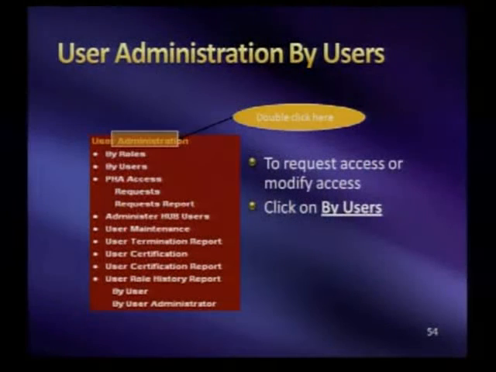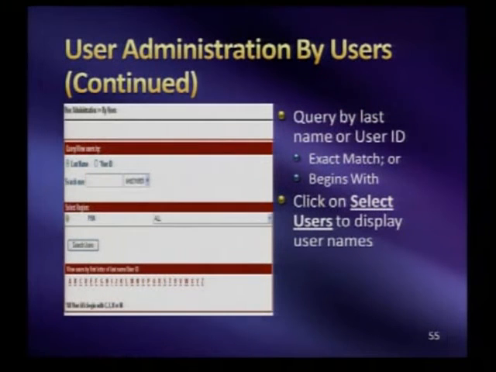All right, here's your user administration by users, and basically here is where you get to request access or modify access by clicking on the by users link on the left-hand side, and then you'll notice here you have the ability to search by either user's last name or user ID, and so again you have your alphabet down at the end there where, hey, show me all users whose last name begins with the letter M. So you have that ability.